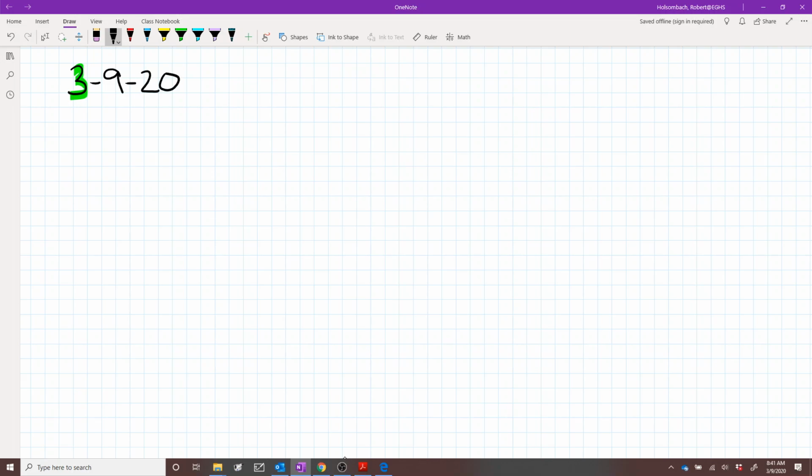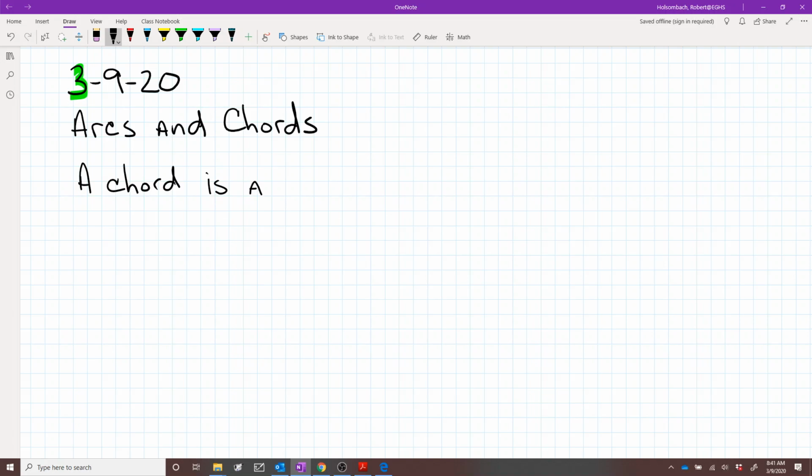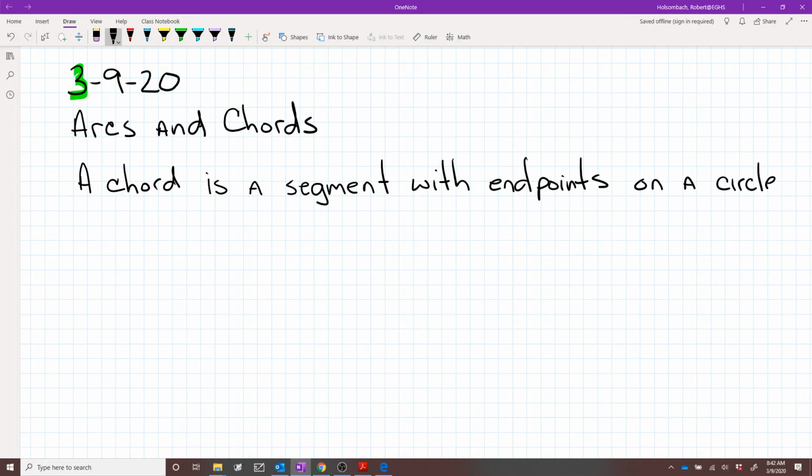Alright, today and tomorrow we're going to be talking about arcs and chords. And a chord is a segment with endpoints on a circle. A chord is a segment with endpoints on a circle.